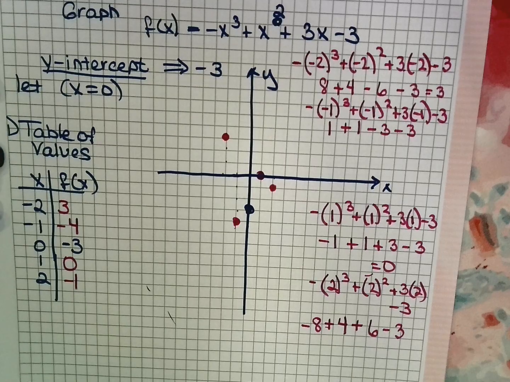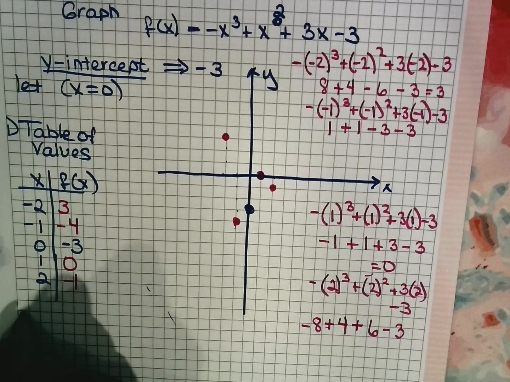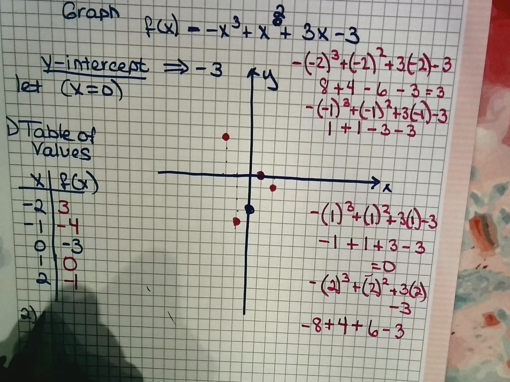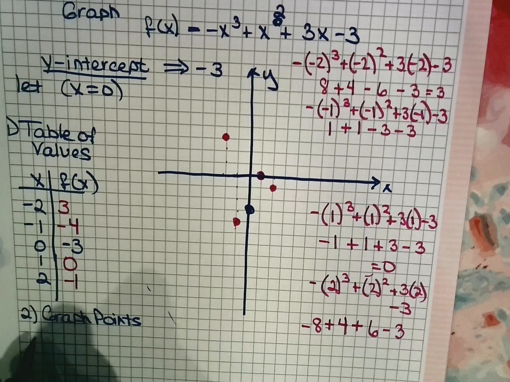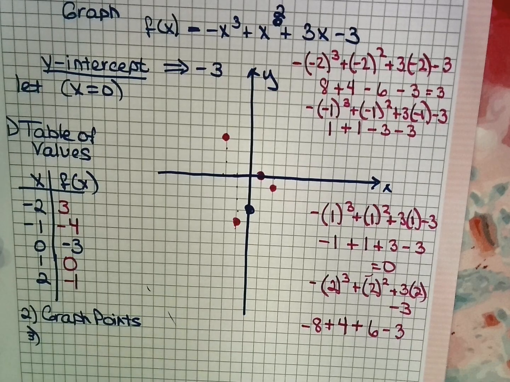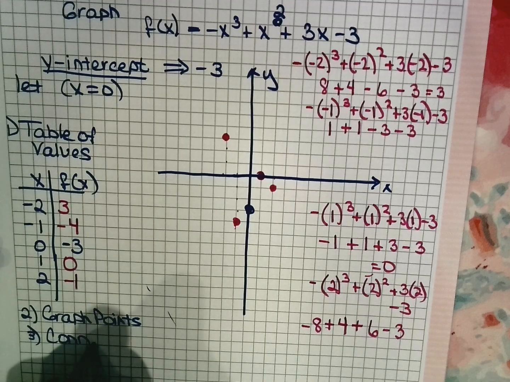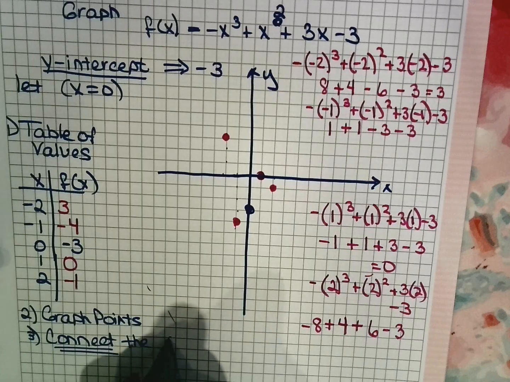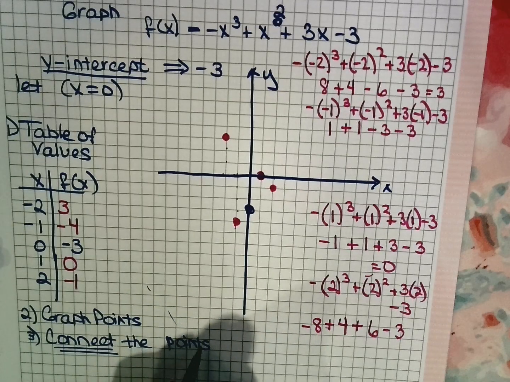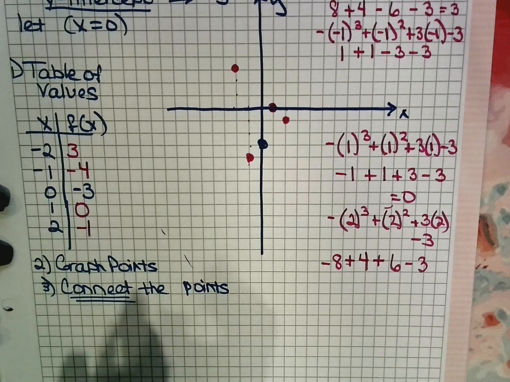All right, well that looks lovely, right? But it is our table of values. Our next step is to obviously graph the points, which I already did. And the third step is to connect your points with a smooth curve, because polynomials are smooth. Connect the points. Nothing sharp, nothing absolute value like.